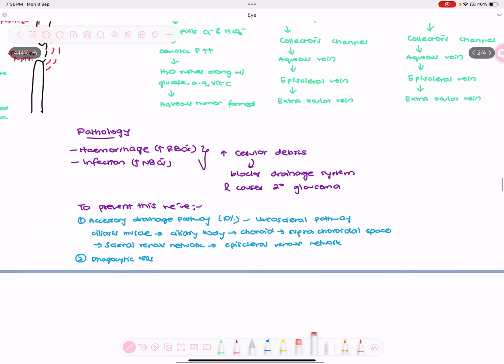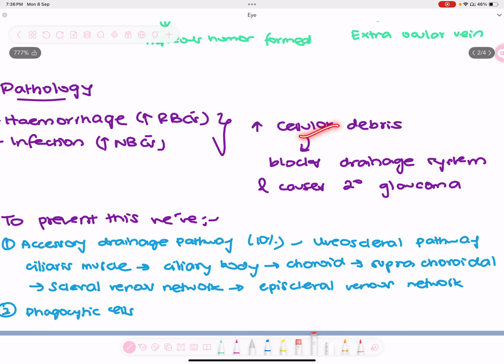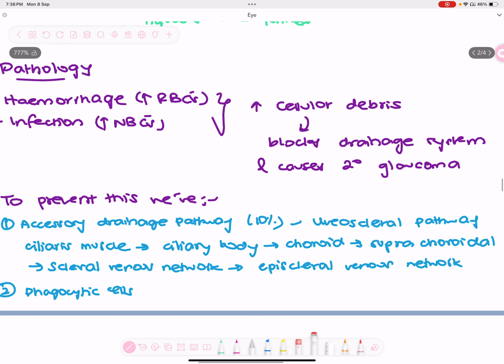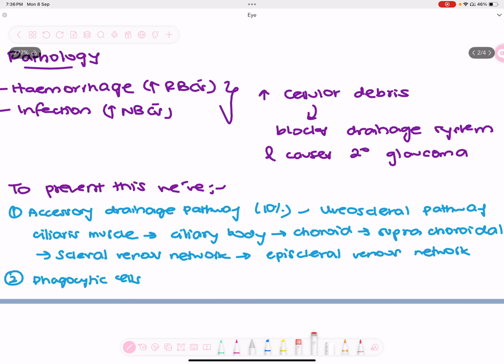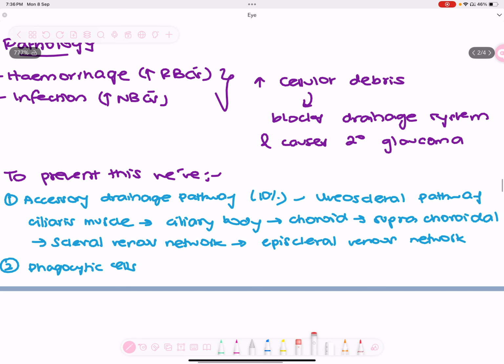Secondary glaucoma is when there is some sort of cellular debris which is stuck in the meshwork. This sounds so gross, but this actually happens. As it gets stuck in the trabecular meshwork, it blocks the drainage system, and therefore it causes secondary glaucoma. Now, to prevent this, our eye obviously must be having some defense mechanism, right? Yes, it has two things that it does.